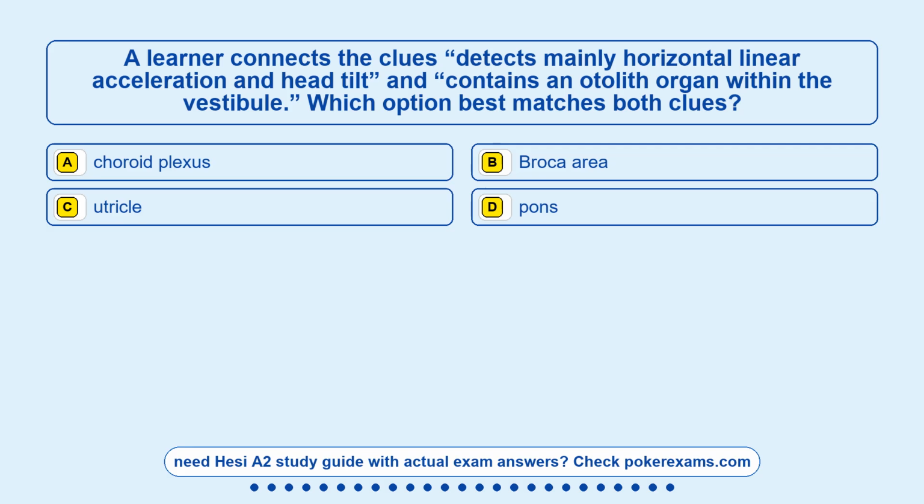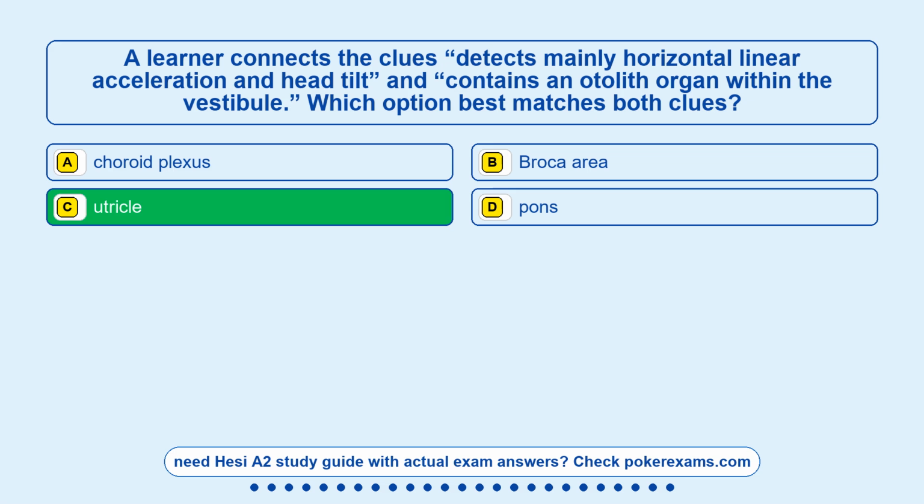Question 19. A learner connects the clues: detects mainly horizontal linear acceleration and head tilt, and contains an otolith organ within the vestibule. Which option best matches both clues? Option A, choroid plexus. Option B, Broca area. Option C, utricle. Option D, pons.